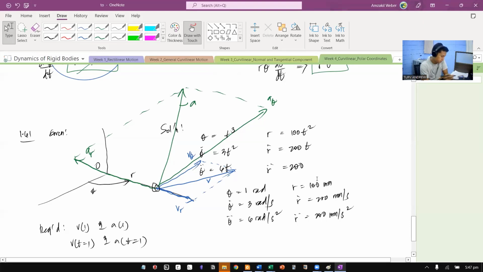So this is the path. Let me draw it in red. This is the origin. Nag-move siya angularly, outward sa ating polar. So this is our velocity. It must be tangent at that point, meaning I assume our path is something like this.